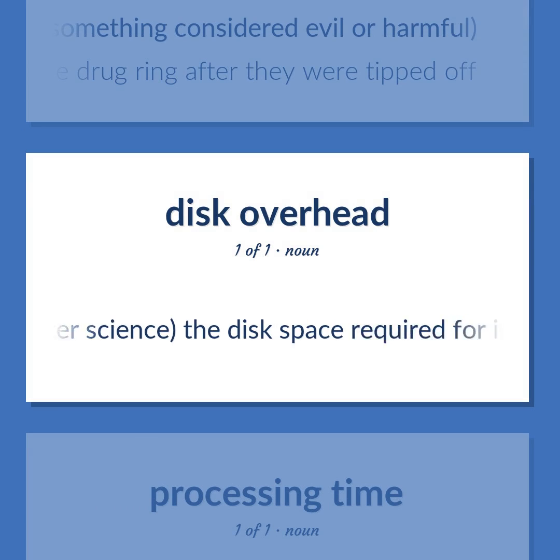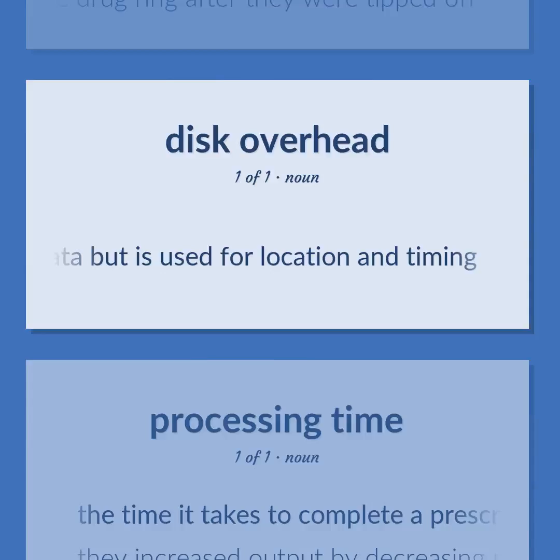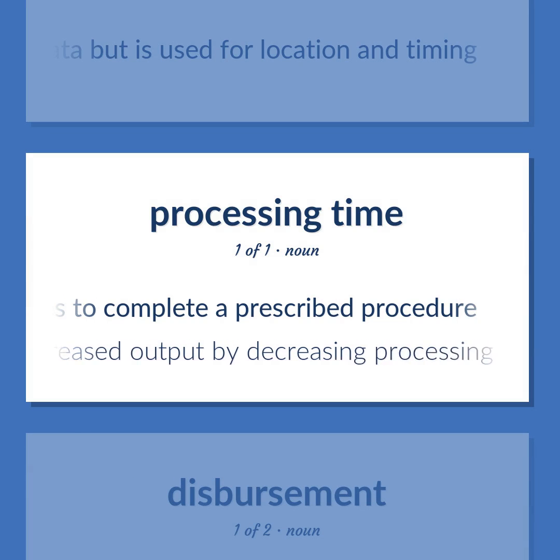Computer science. The disk space required for information that is not data but is used for location and timing. The time it takes to complete a prescribed procedure. They increased output by decreasing processing time.